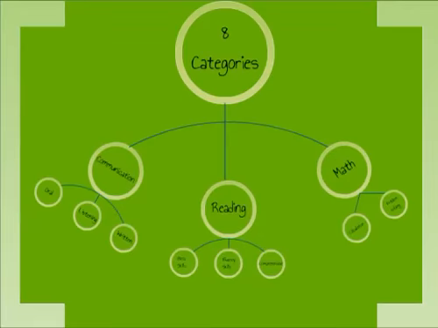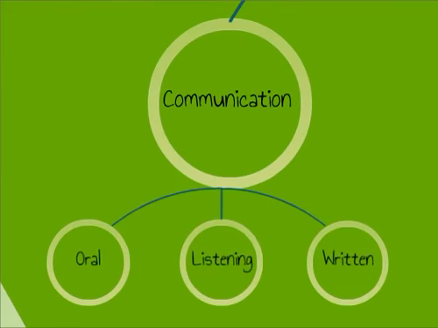More specifically, there are 8 categories under which a child might be identified or qualify for assistance in the category of specific learning disability. And actually, that's why they're called specific learning disabilities, because a child has to be identified under one of the 8 categories, one or more. In the area of communication, there's oral problems, listening problems, and written problems.